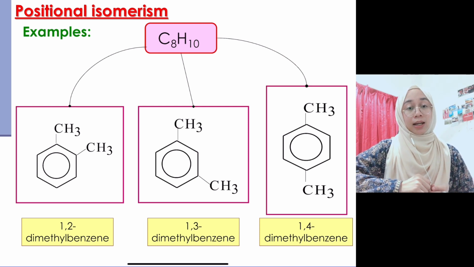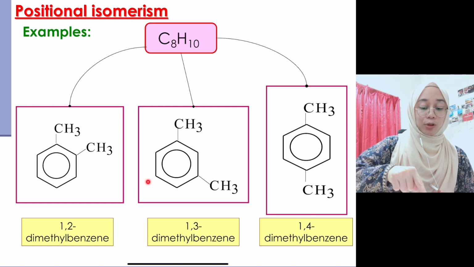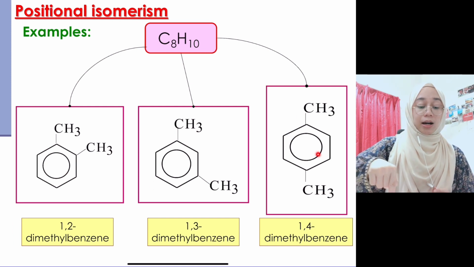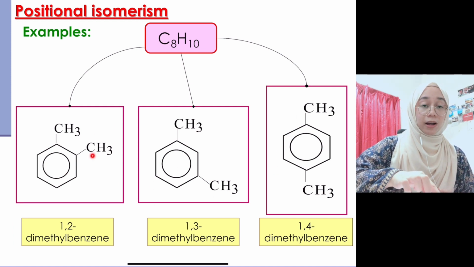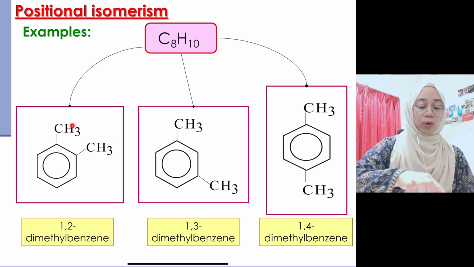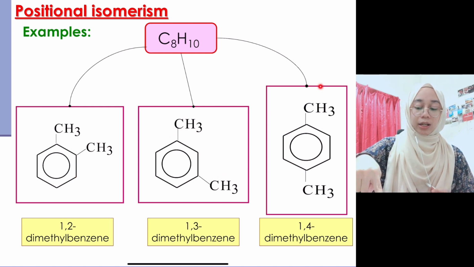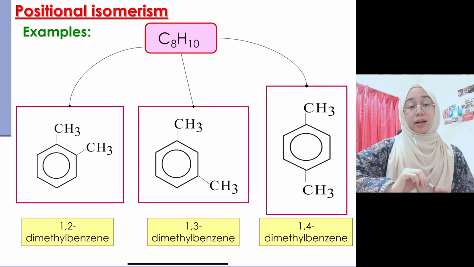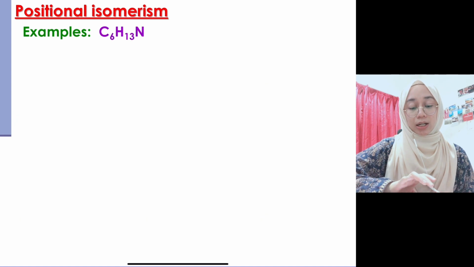The important thing is that you do not change the shape of the ring itself. This is still a 6 carbon ring, this is a 6 carbon ring, this is a 6 carbon ring. The only thing that changes is the position of the methyl attached to it. This one is at 1 and 2, this one 1 and 3, this one 1 and 4. So the position of the methyl changes, therefore this is considered positional isomerism.